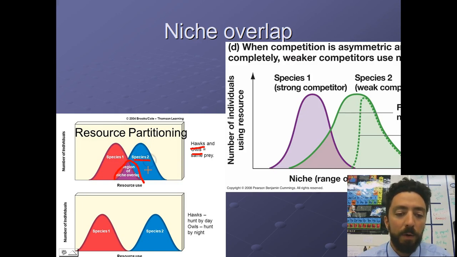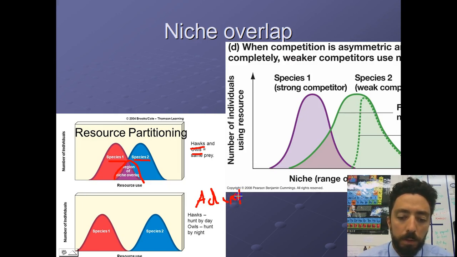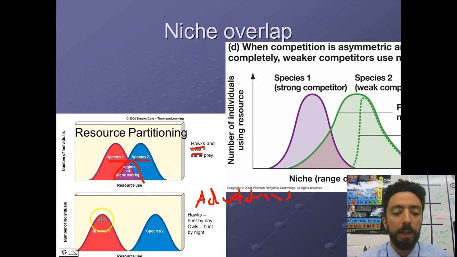Species 2, let's say that's the owl, is going to get fewer rabbits if species 1, the hawk, is also hunting for them. And so usually what happens over time is they develop adaptations that allow them to hunt at different times. And so what we get is the eagle or the hawks hunting during the day and the owls hunting at night. Each of those things requires different adaptations, right?